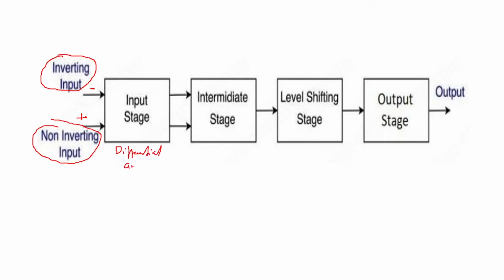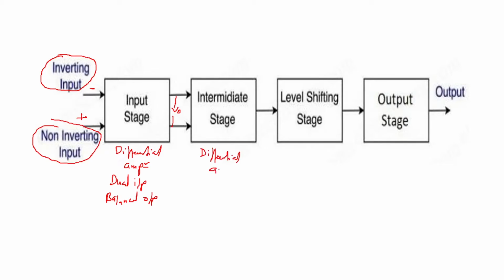Differential amplifier. Now, it has dual input and balanced output. So here you can see your output, which is balanced. Then the second stage, the intermediate stage, will also be a differential amplifier.